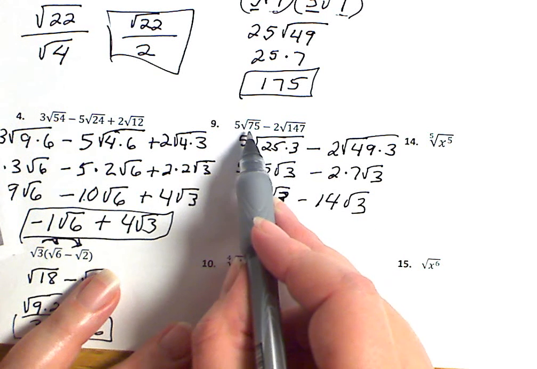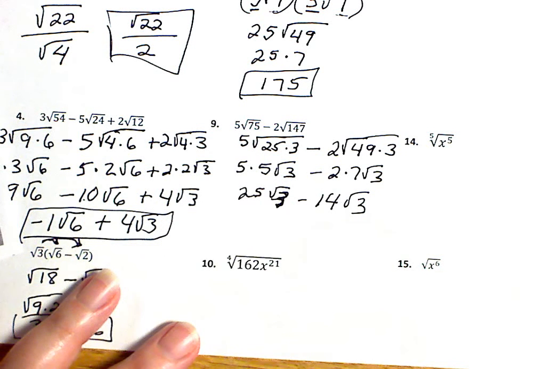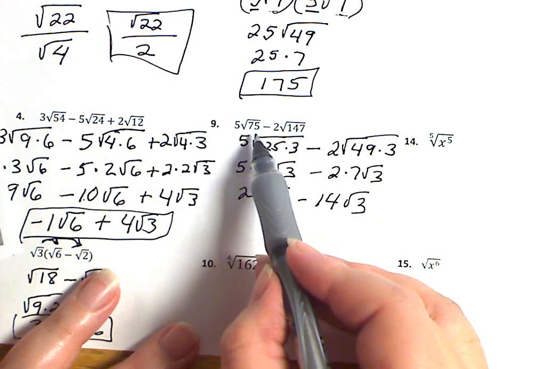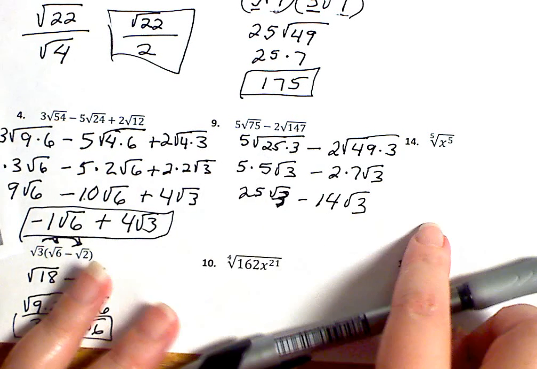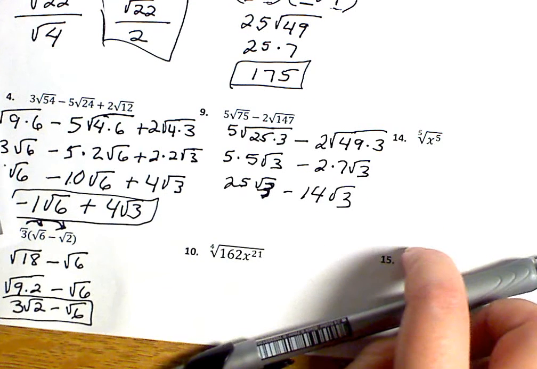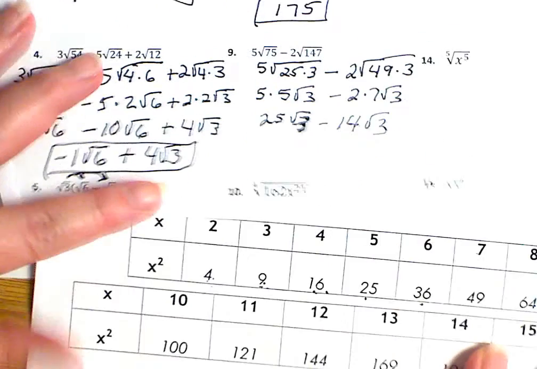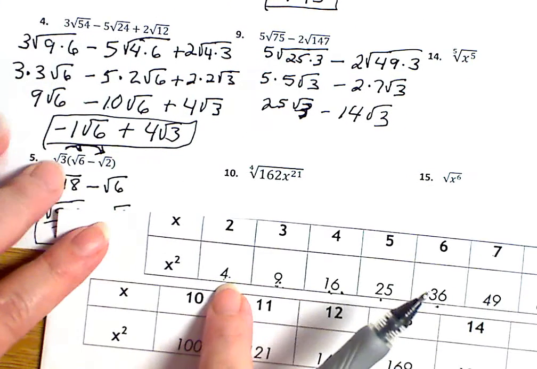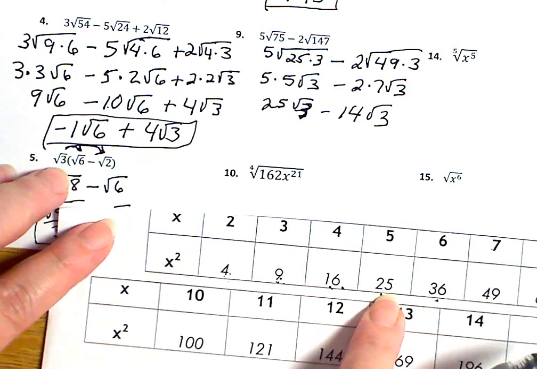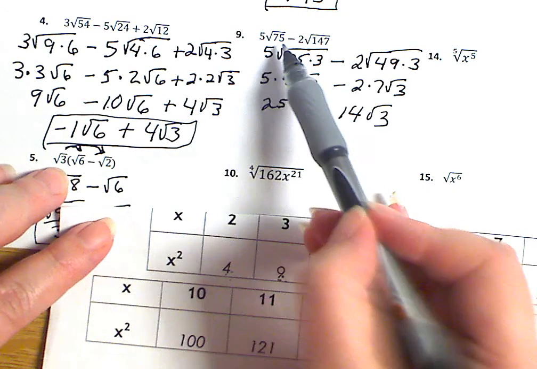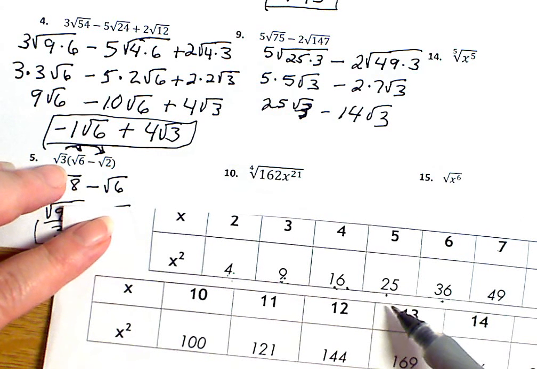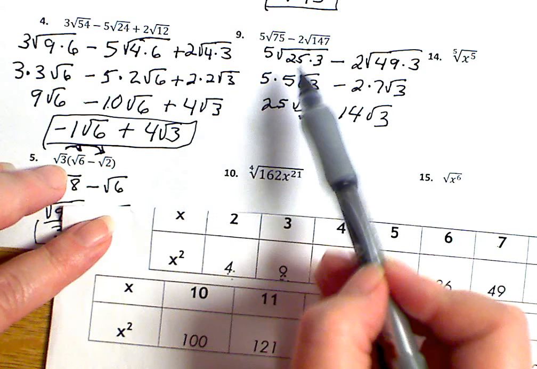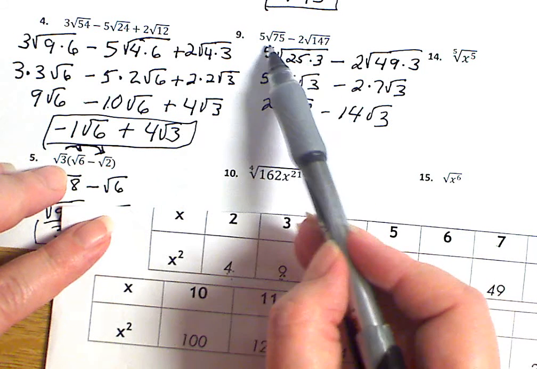75. Look at your perfects on your sheet. What goes into 75? 4, 9, 16, 25. 25. Think of 75 cents. You have 3 quarters. So 25 times 3 gives me 75.